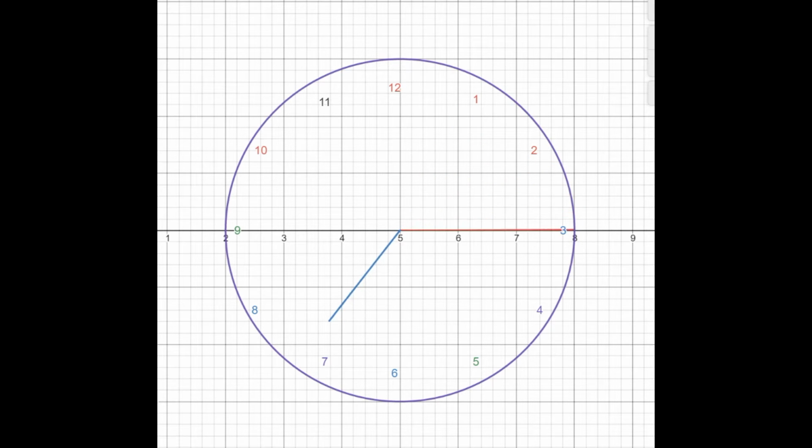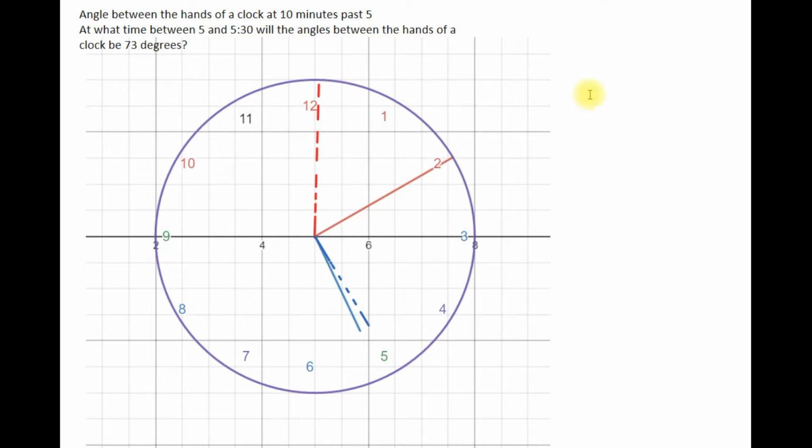Okay, now that we've seen conceptually what happens when the clock is moving and what happens to the angles between the two hands, we can now use this information to make some calculations regarding the angles between the two hands of a clock. Okay, here we have a sample question.